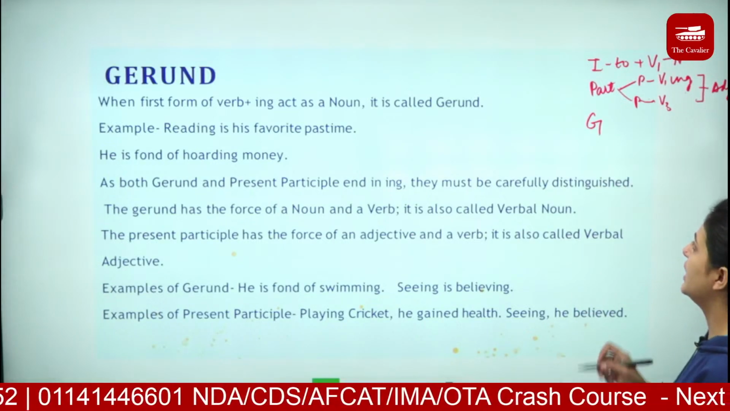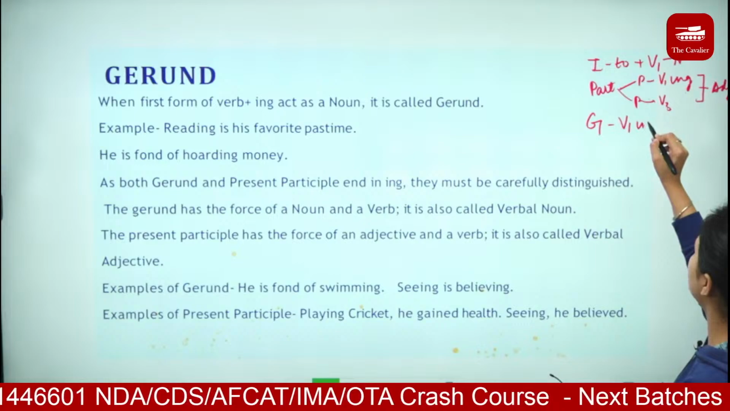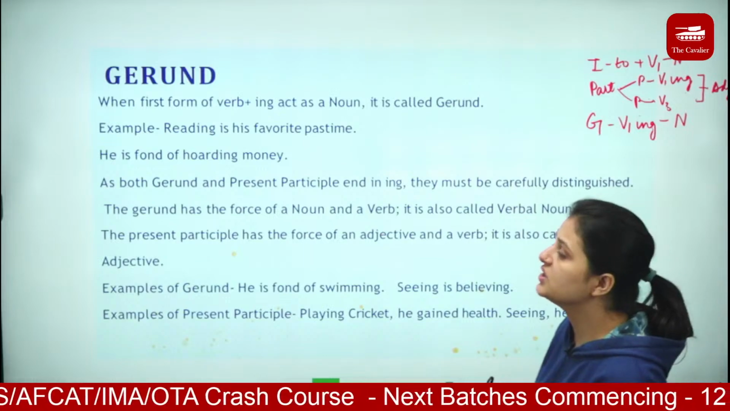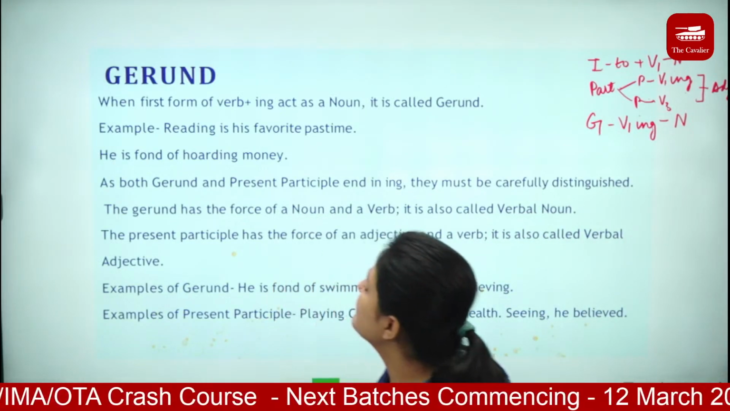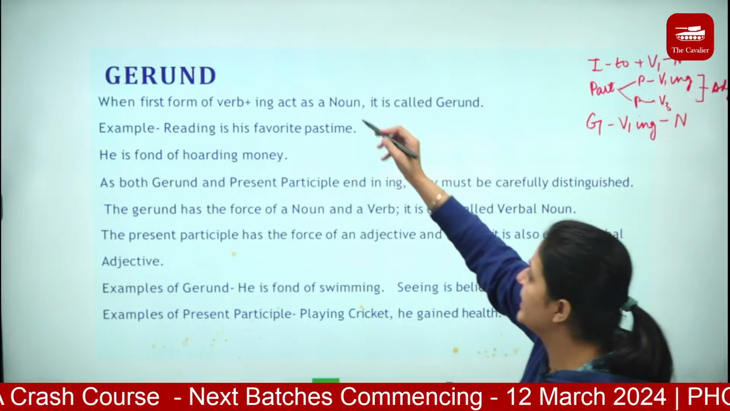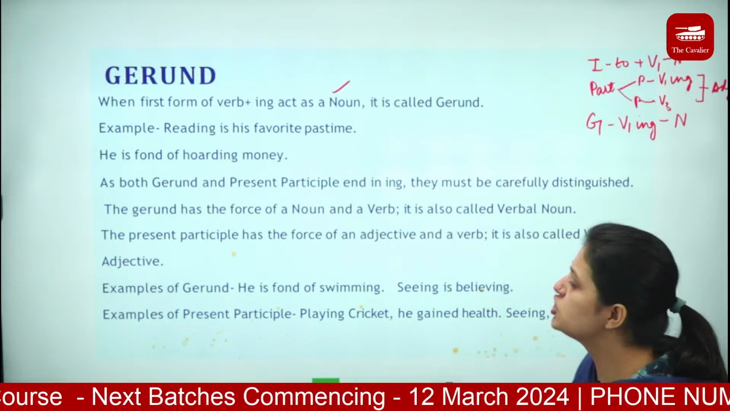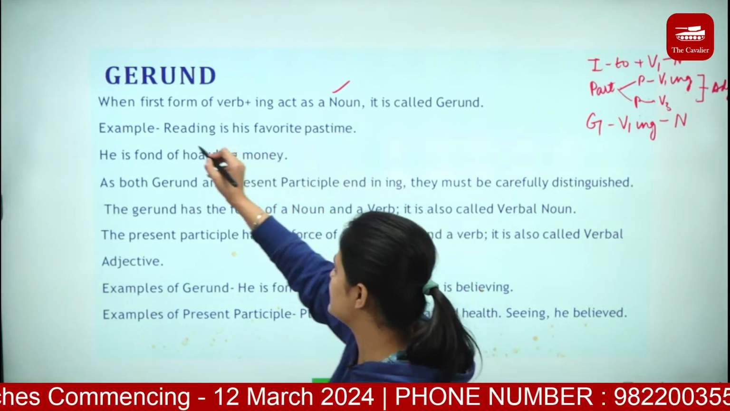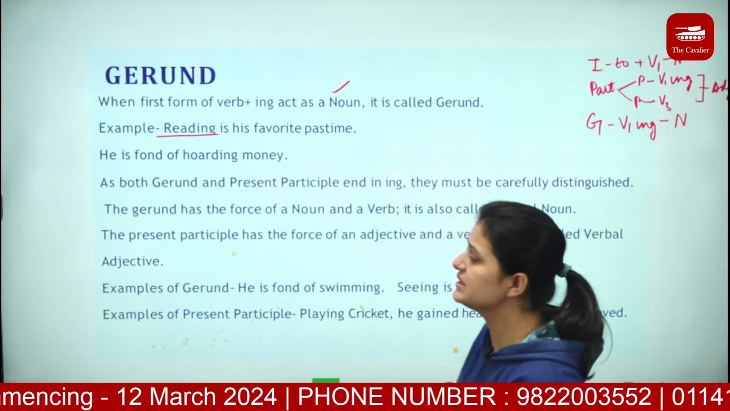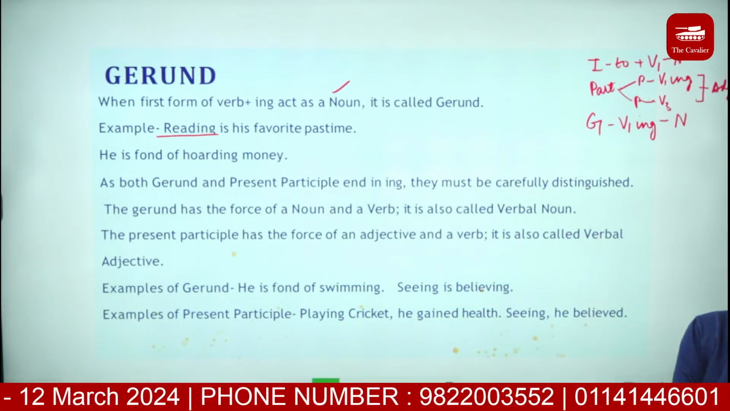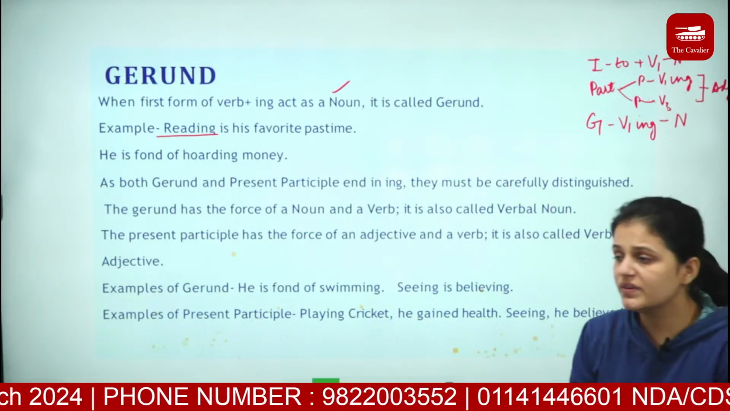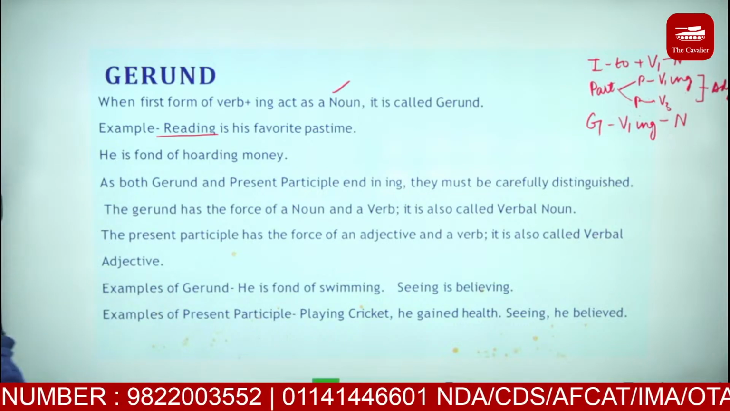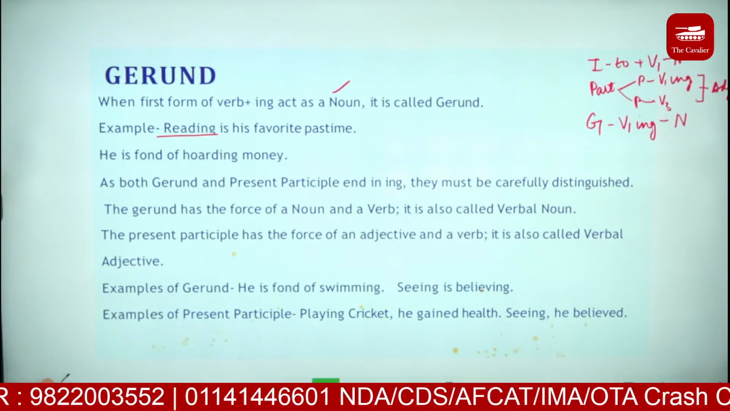Gerund के अंदर क्या होता है, when verb की first form and ing acts as a noun, then it is called gerund. For example, reading is his pastime, is his favorite pastime. तो यहाँ पर reading, okay, एक और चीज हम याद रखेंगे, जब भी हम gerunds की बात करते हैं, here the verb is acting as a noun. So we are not talking about reading as in पढ़ना. Here we are talking about activity reading. Okay, so that is important to understand.